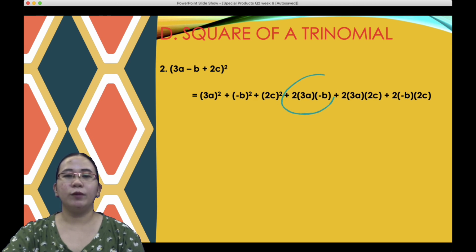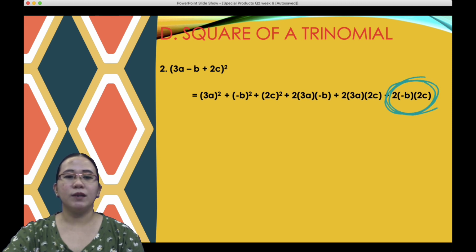Fourth step, we need to multiply 2 to the product of 3a and negative b, product of the first term and the second term. So, 2 times 3a is 6a. 6a times negative b is negative 6ab. Fifth step, we need to multiply 2 to the product of 3a, which is the first term, and 2c, which is the last term. 2 times 3a is 6a. Then 6a times 2c is 12ac.